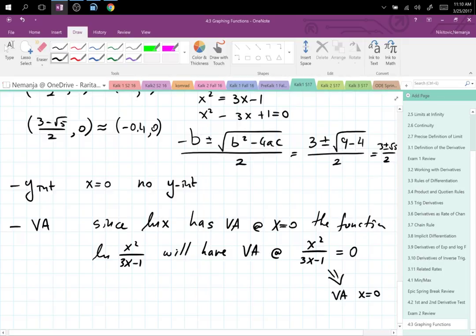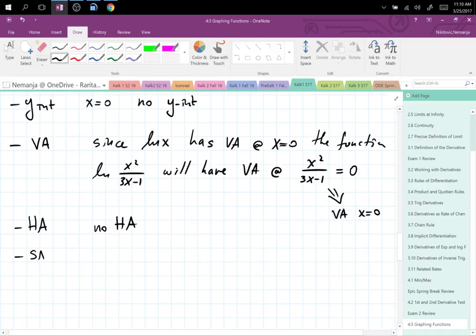Now, what's happening with the other one, at 1/3? It's not a vertical asymptote, right? ln of infinity is infinity, so that's going to be weird. We'll see. So do we have another vertical asymptote? The answer is no. That's the only one we have. Horizontal asymptote. ln does not have horizontal asymptotes, and no slant asymptote, right? Because it's not a polynomial divided by a polynomial, also known as a rational function.